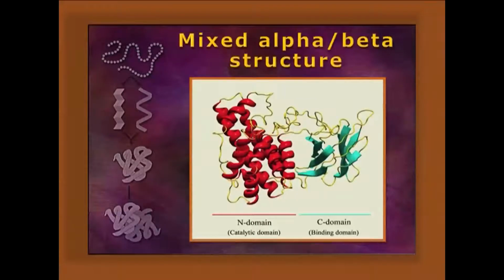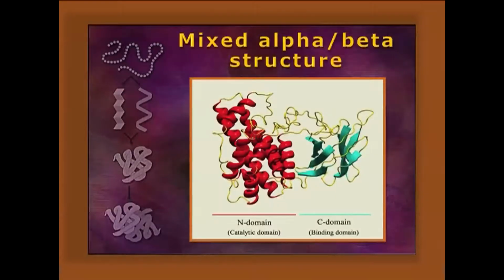Mixed alpha by beta structure. It is usually made by interconnected or alternating alpha helices and beta strands, like the Rossmann fold. Thioredoxin and different types of proteins are made by this mixed alpha by beta structure at the N and C terminal domains.